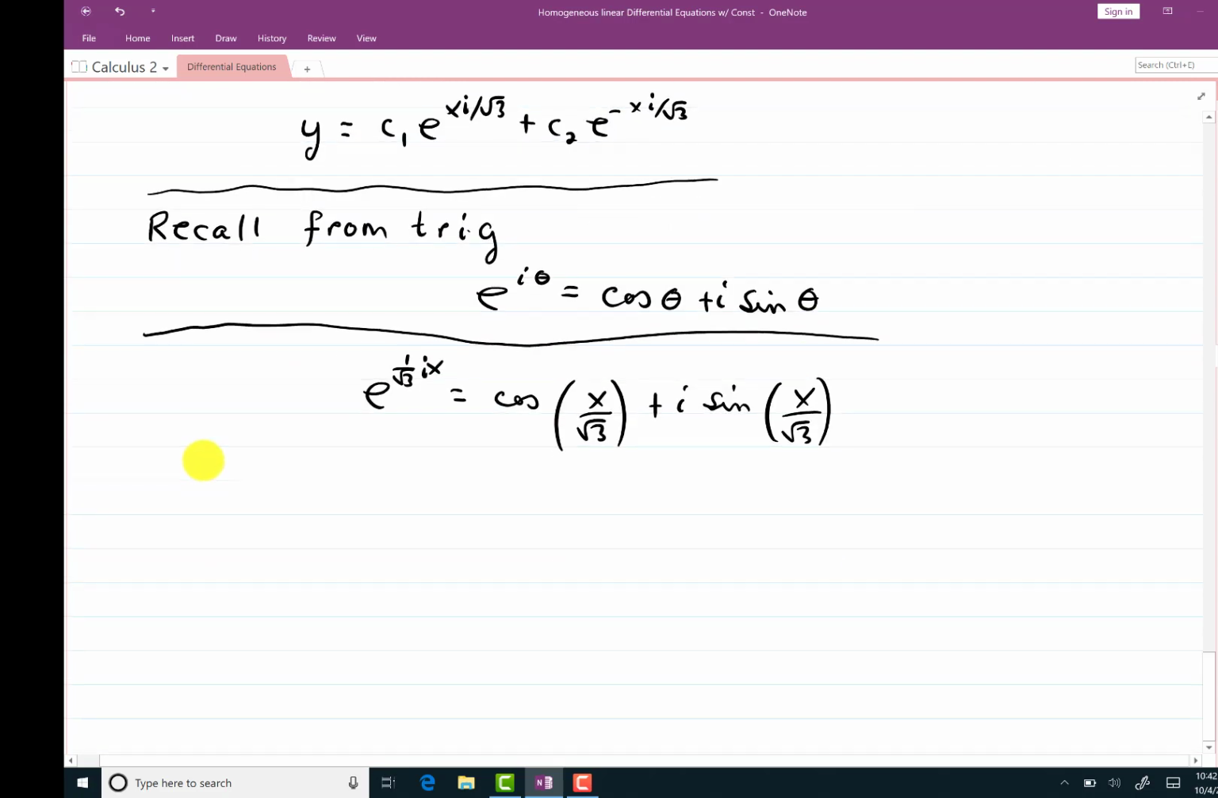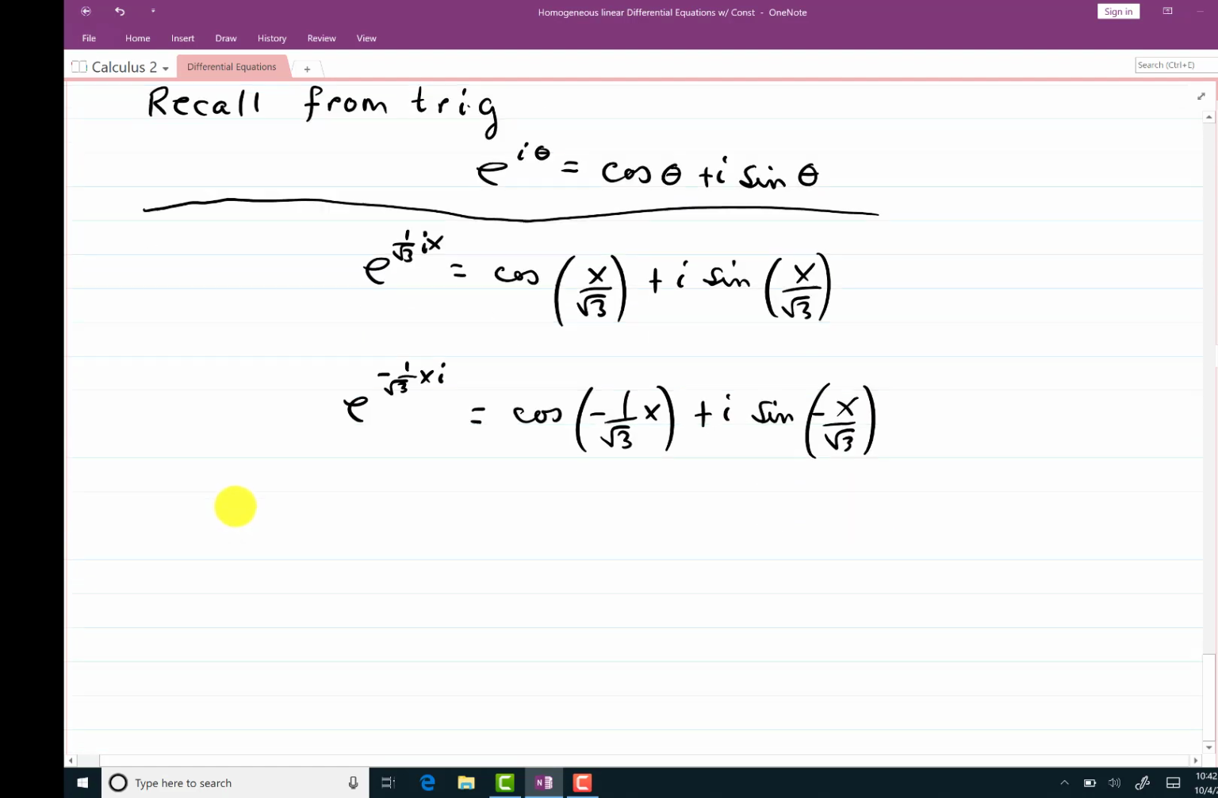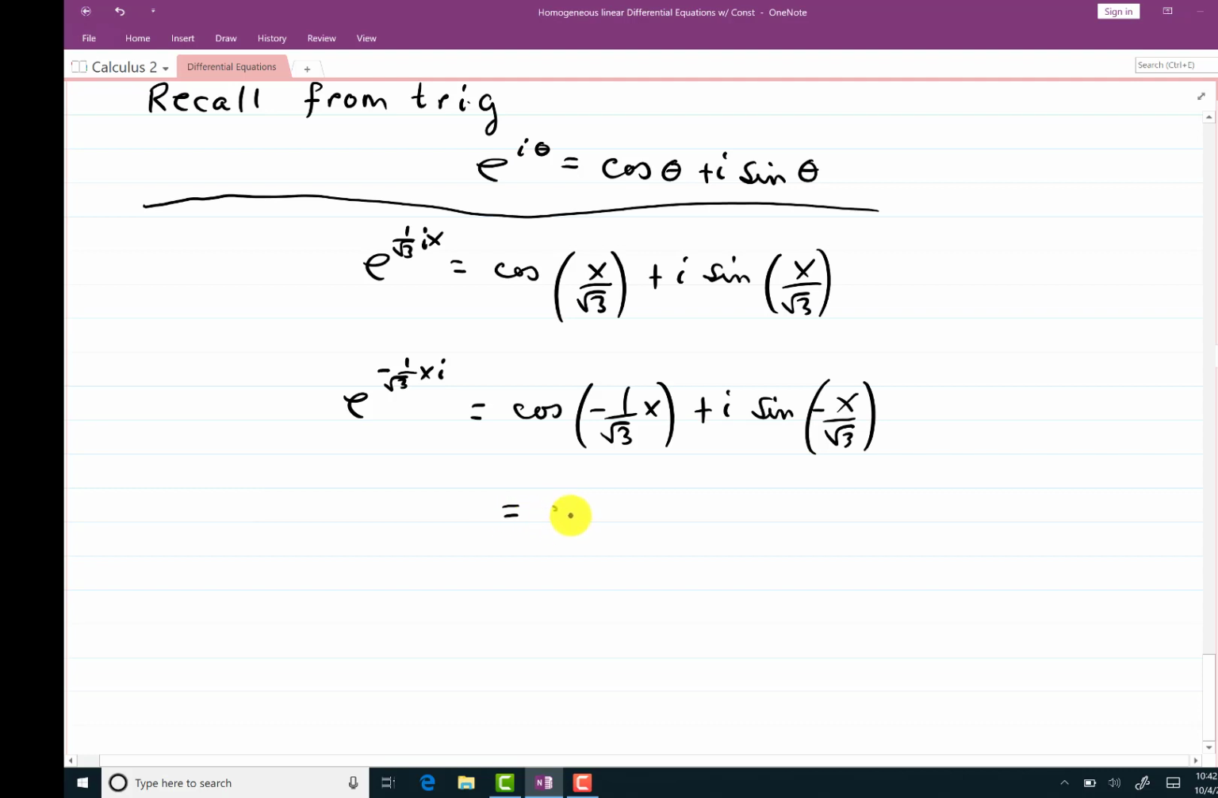And then the other solution was e to the negative x over radical 3 times i. That equals cosine of negative x over radical 3 plus i times sine of negative x over radical 3. Now cosine is an even function and sine is an odd function. So cosine can squash its negative, but the sine I'll have to pull out front.